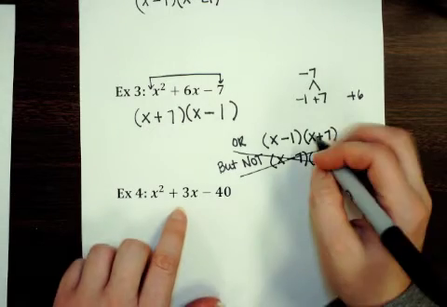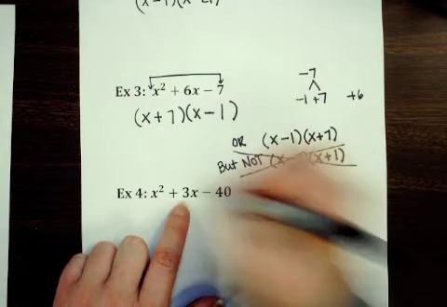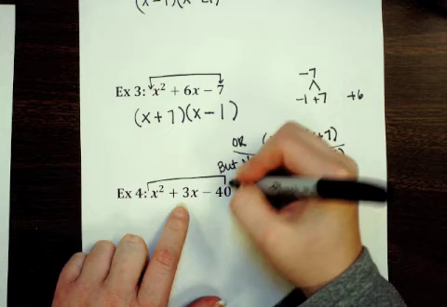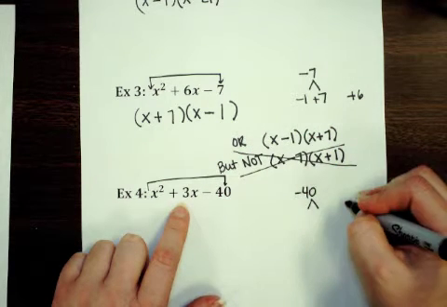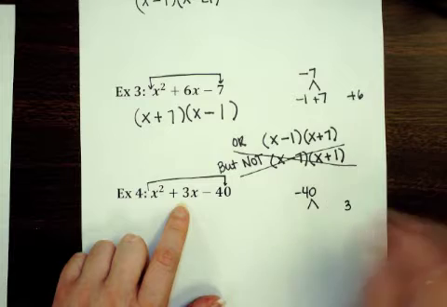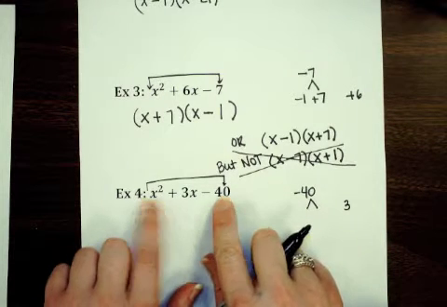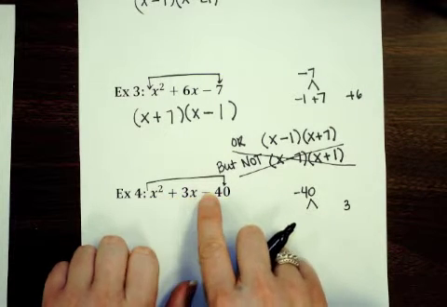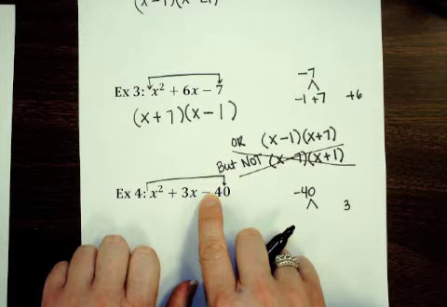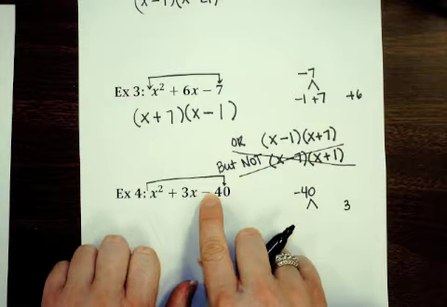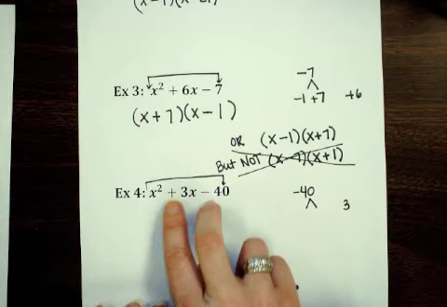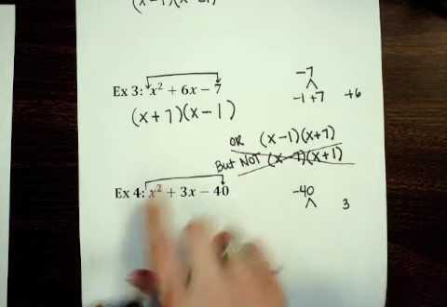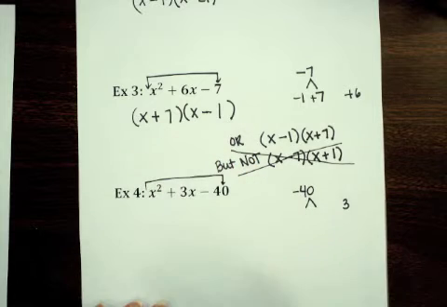Okay, so the question for example 4 is what multiplies to give me negative 40 but adds to give me positive 3. Signs are different. That means I'm going to have a plus sign and a minus sign, different in my factors, okay? Again, I do not mean that these signs are different. I mean that the signs of my factors are going to be different.